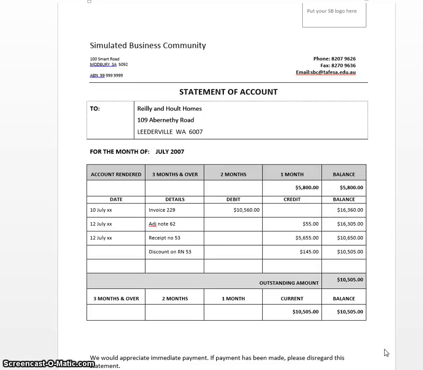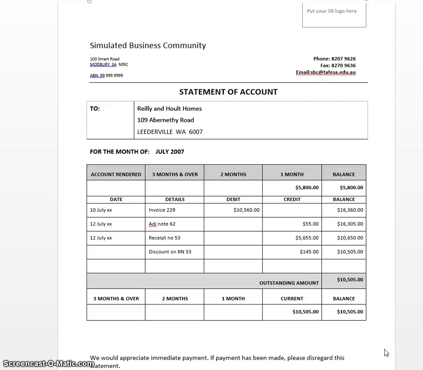Let's look at customer statements. When selling goods to customers on credit, a business may send a statement that details all the transactions that have occurred between the business and the customer for that month. It shows the balance outstanding at the end of the particular month and the status of any amounts outstanding from the previous months. The statement shows the balance from the previous month.